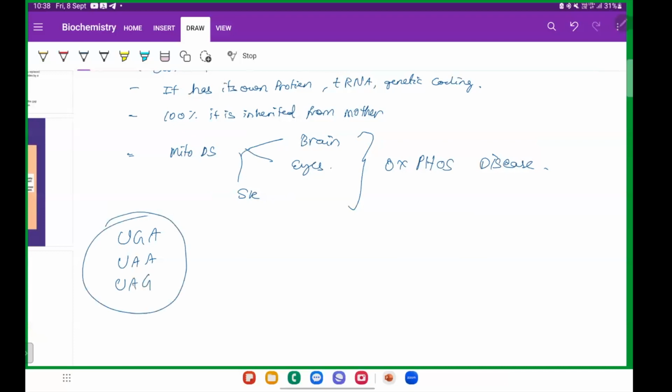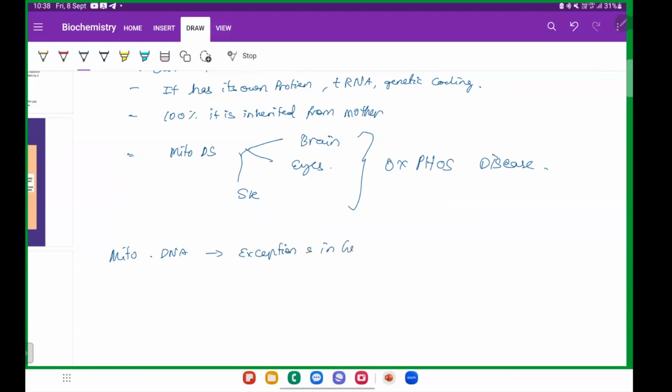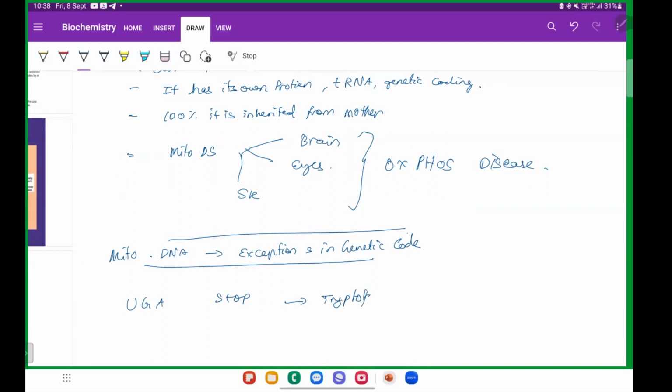Okay, so these stop the replication process. But unfortunately, in normal nuclear DNA the stop codons work. But in mitochondrial DNA there are some exceptions in the genetic code. What exceptions can you find in the genetic code? In nuclear DNA, UGA is a stop codon. But in mitochondrial DNA it is going to give you tryptophan.